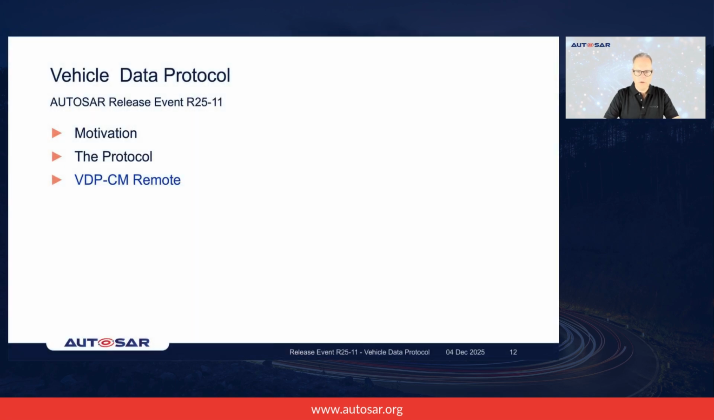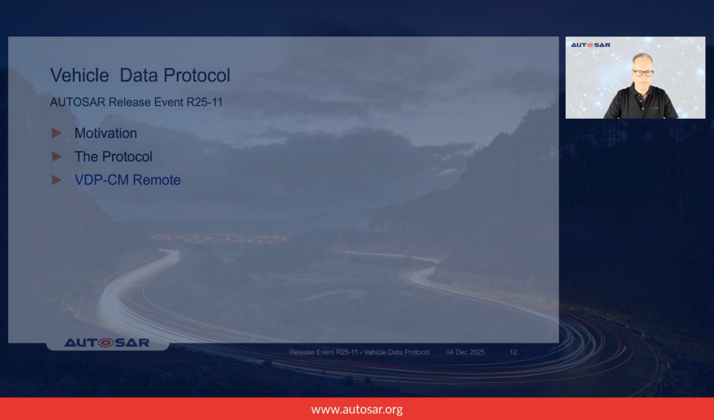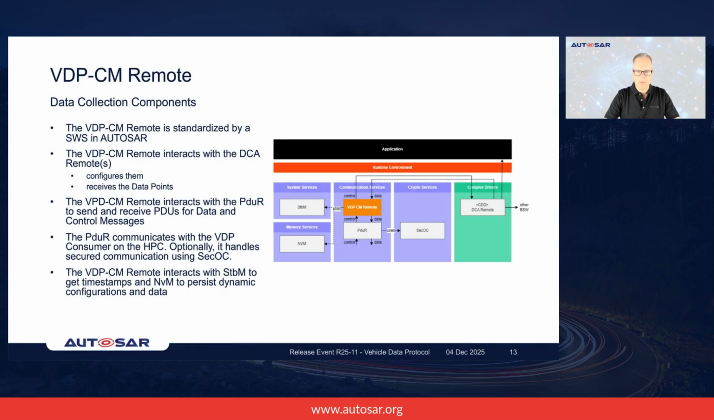In the last section, I will introduce the VDP CM Remote software component. The VDP Communication Module Remote is a software component of the classic AUTOSAR. It's standardized in AUTOSAR by a software specification in the current release 25-11. The VDP CM Remote interacts with the DCA remotes that are realized as complex device drivers. It configures them and receives the data points.